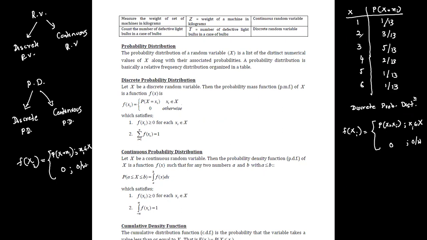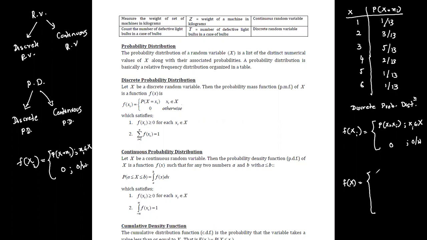If you now try to convert this table into a function form, here you will have the values of x, and in this place you are asked to write down the associated probability values for each xi. Now you can see that there are 6 probability values, but there are 4 types of probabilities there.